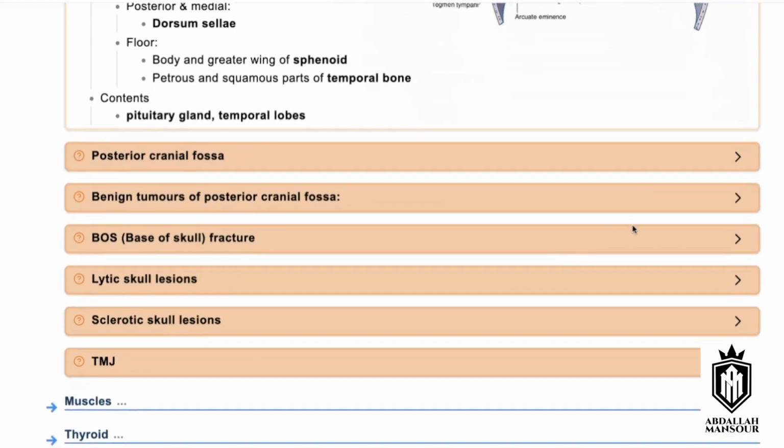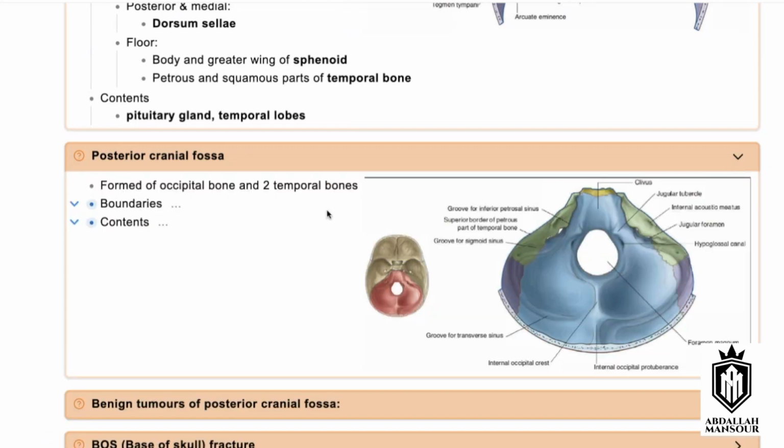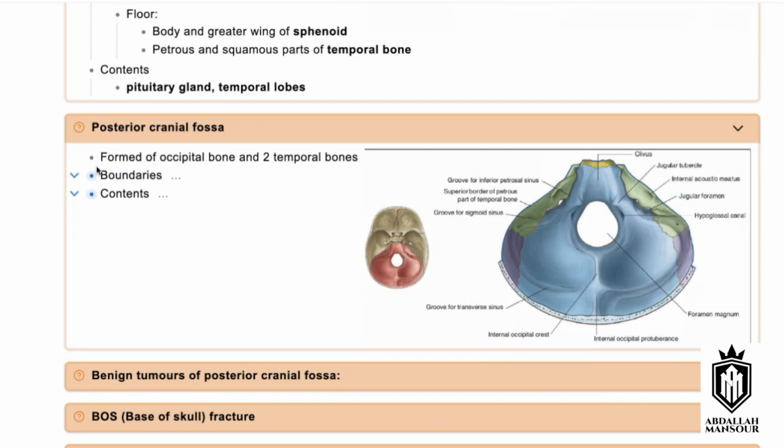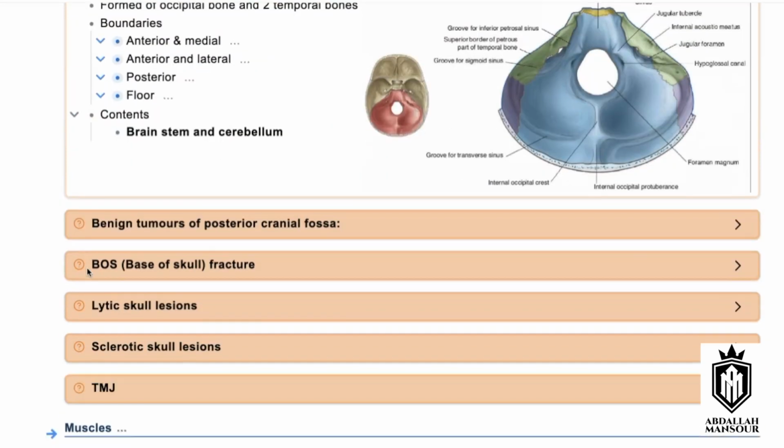What are the benign tumors of the posterior cranial fossa? Ependymoma and acoustic neuroma. You can add lots of other things as well, but it's fine. Ependymoma and the acoustic neuroma are the commonest, so you're going to go ahead with that.